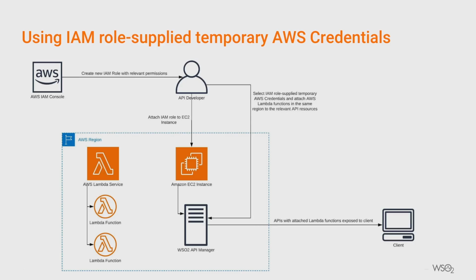However, please note that the Lambda functions and the AWS EC2 instance with WSO2 API Manager installed must exist in the same AWS region as shown here. The API developer creates a new IAM role with the relevant permissions, attaches the IAM role to the EC2 instance running WSO2 API Manager, and then selects the IAM role supplied temporary AWS credentials method and attaches the AWS Lambda functions in the same region to the relevant API resources. It is only then that the APIs with the attached Lambda functions are exposed to the client.